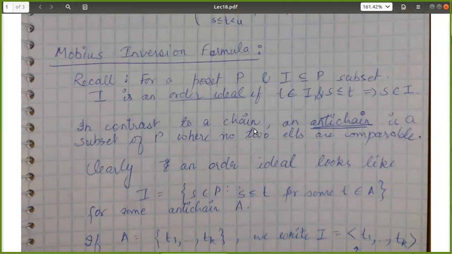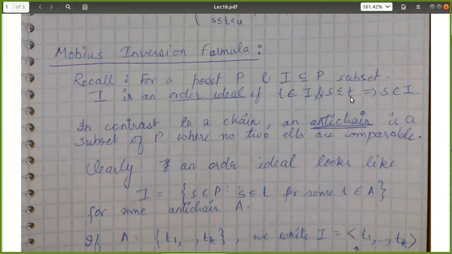In contrast to a chain, you have an anti-chain, which means you take any two elements of this subset, and they are not comparable. So in a chain, any two elements are comparable. An anti-chain is the anti of the chain, so no two elements are comparable. Totally incomparable elements form an anti-chain. Completely comparable elements form a chain. So what really is an order ideal?